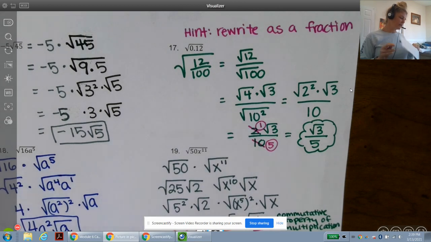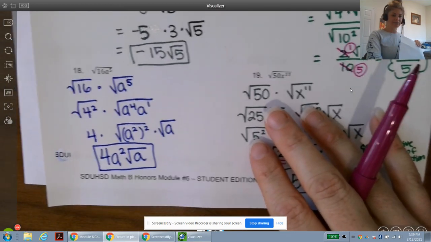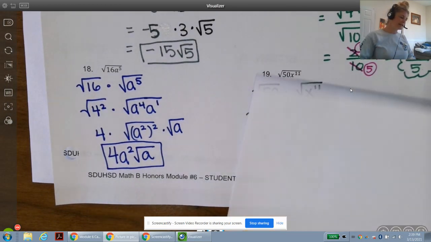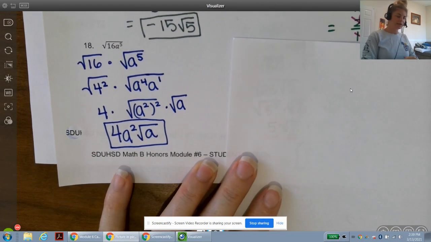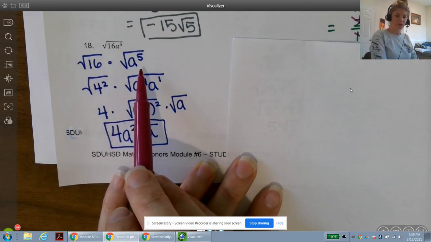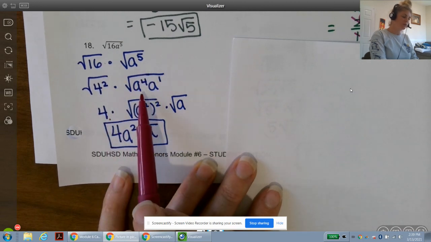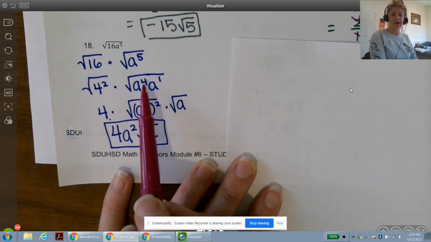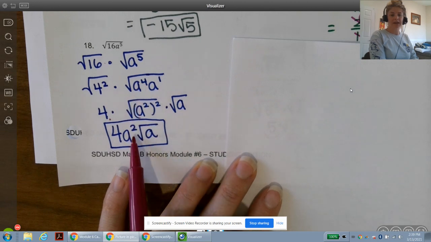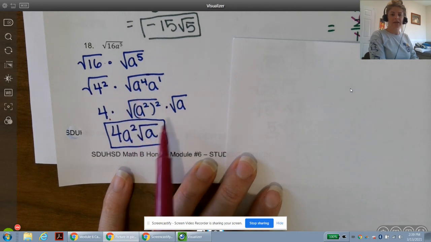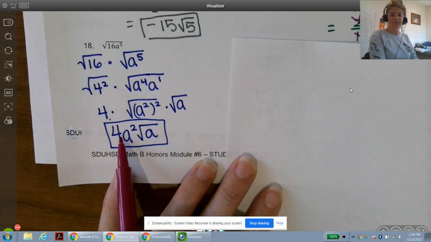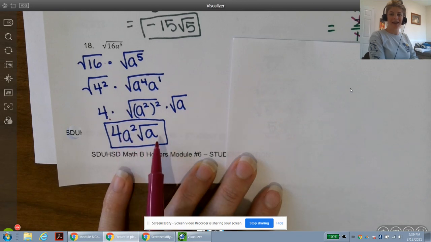Awesome. And then when we look at 18, I broke this up into square root of 16 times square root of a to the 5th. Square root of 16 is 4. A to the 5th we rewrite as a to the 4th times a. A to the 4th, take half of it, and it's a squared on the outside. That a stays on the inside. So we have 4a squared, square root a.